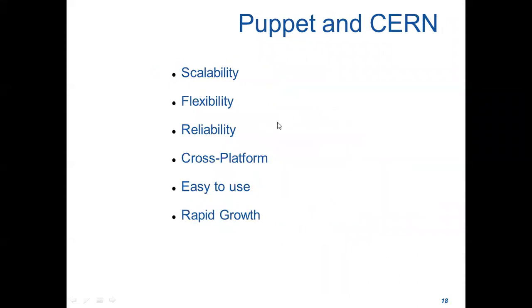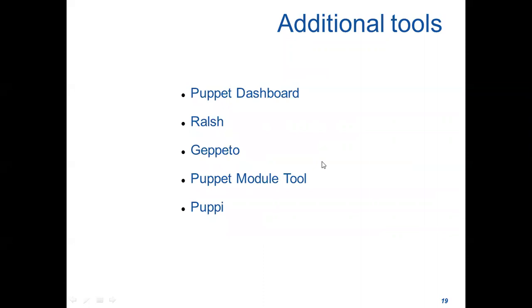And yes, there are a lot of other features also: scalability, flexibility, reliability, cross-platform, easy to use, rapid growth, and some additional tools also available. Puppet dashboard: the GUI is not available by default. You have to download it separately and configure that graphical user interface, through which you can control these clients and modules. You also have some IDE tools, integrated development tools, Geppetto.